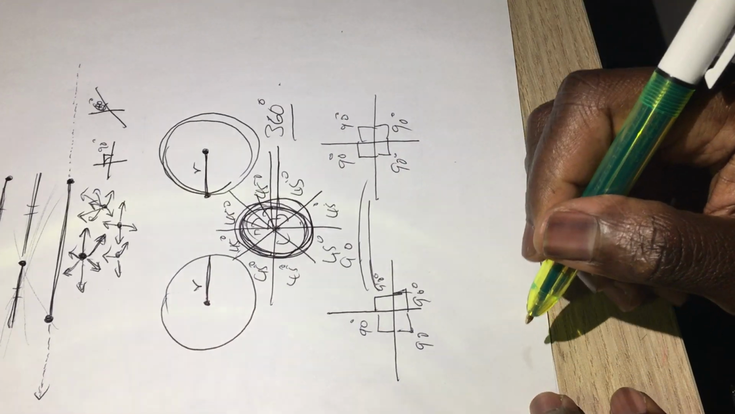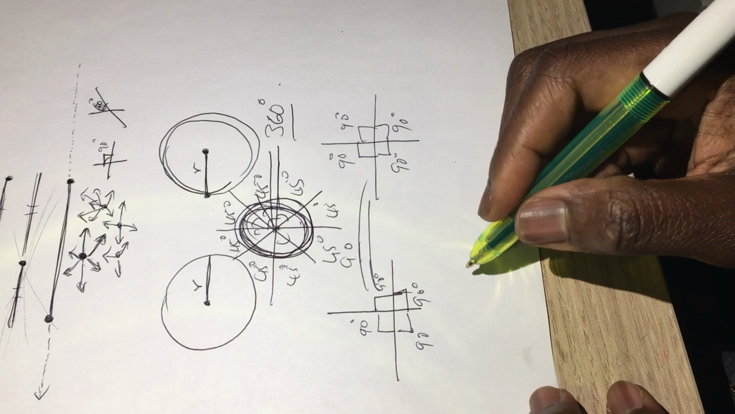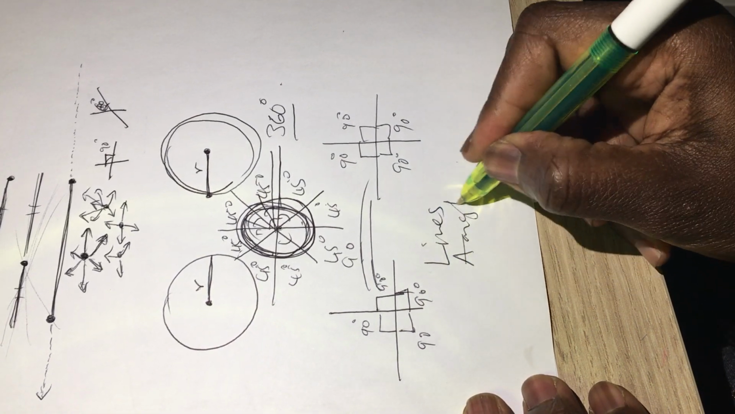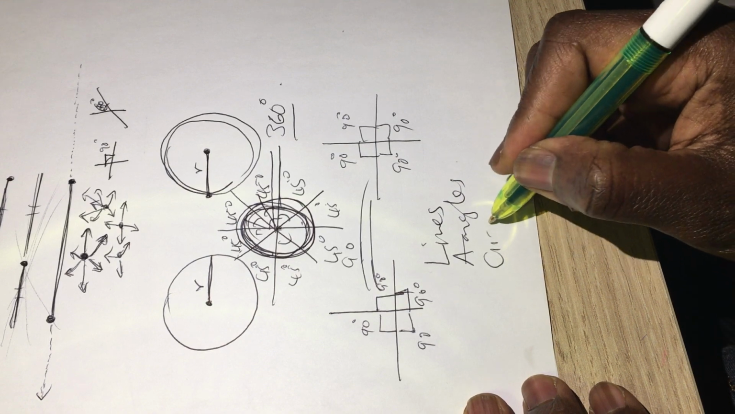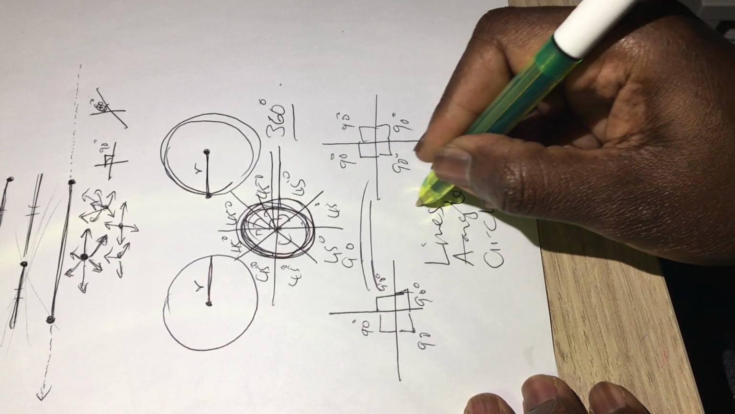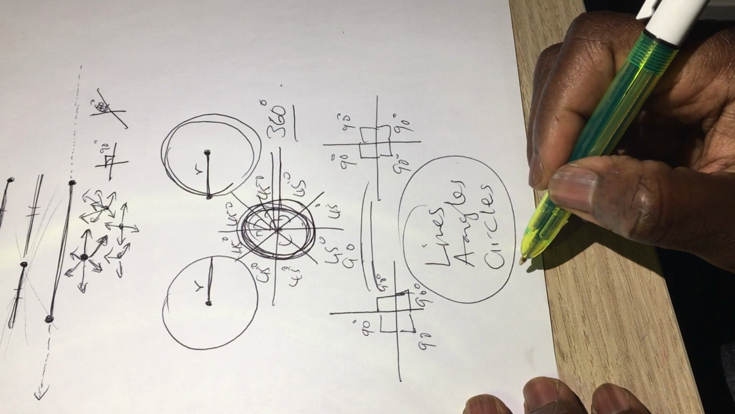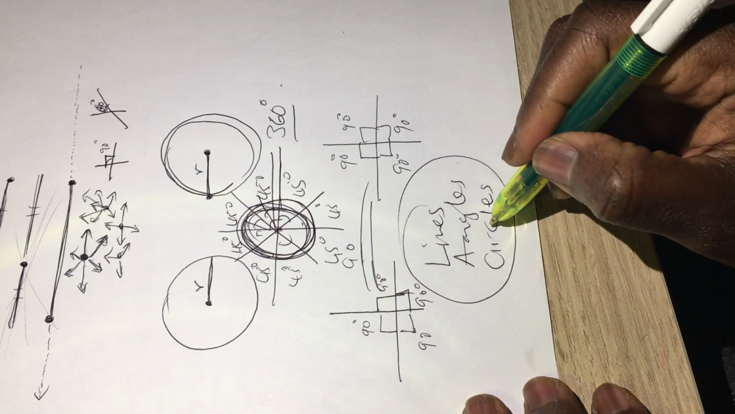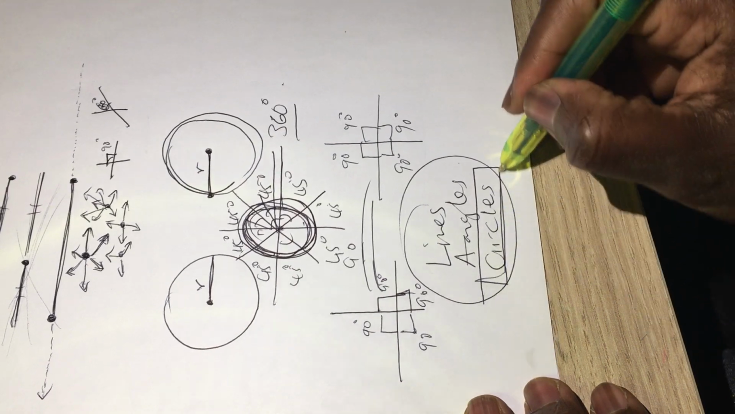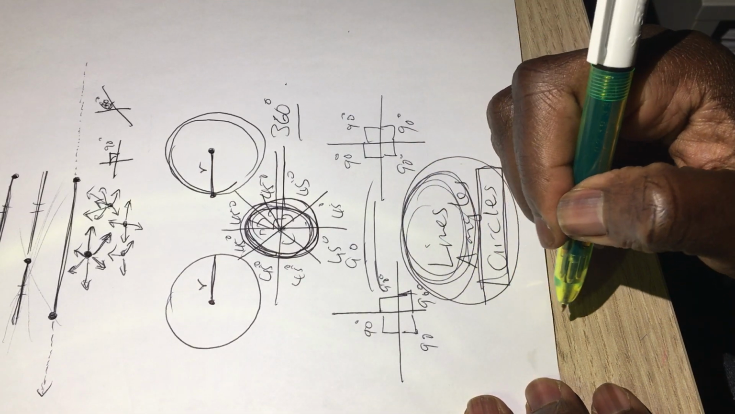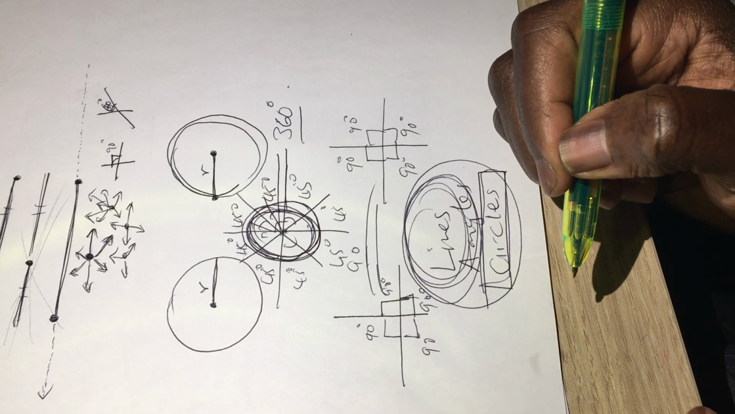So the most common features of geometry are lines, angles, and circles. But the giant feature that we are going to look at, which has more functionality, is the circle, which will explain all these two, and that will be discussed in our next video.